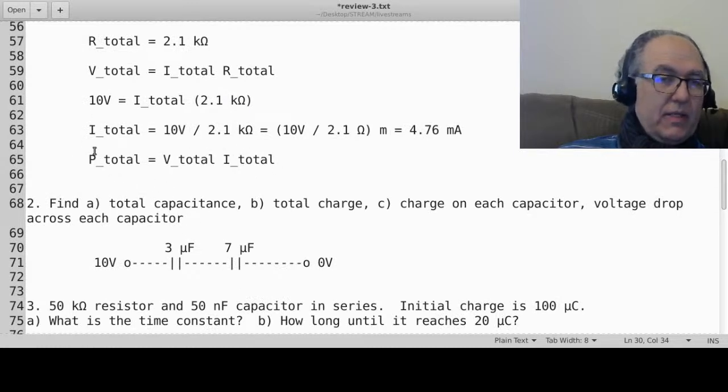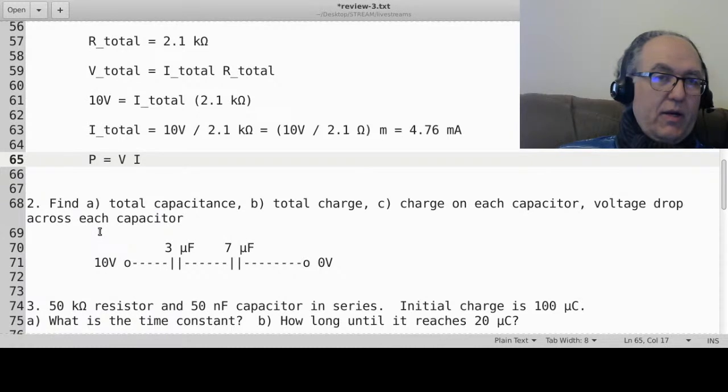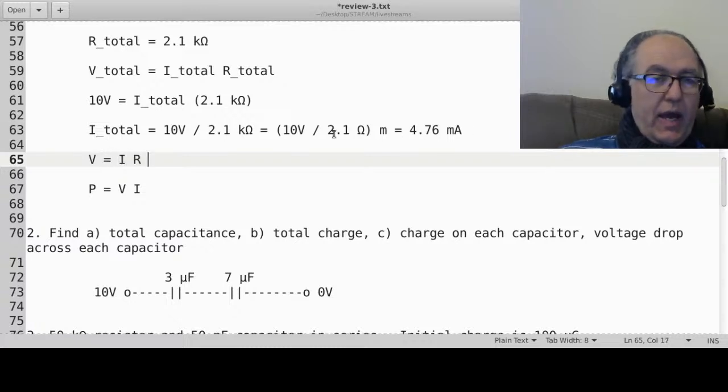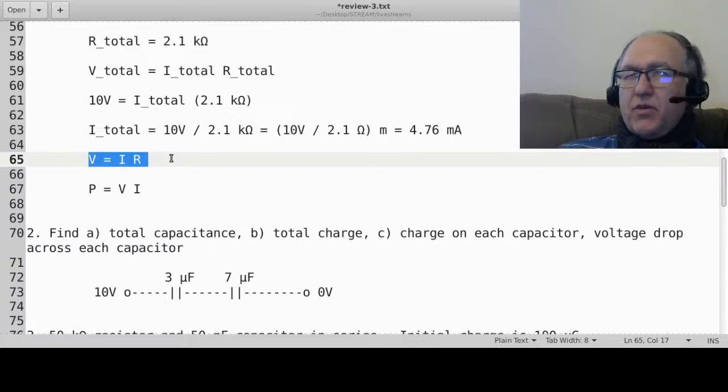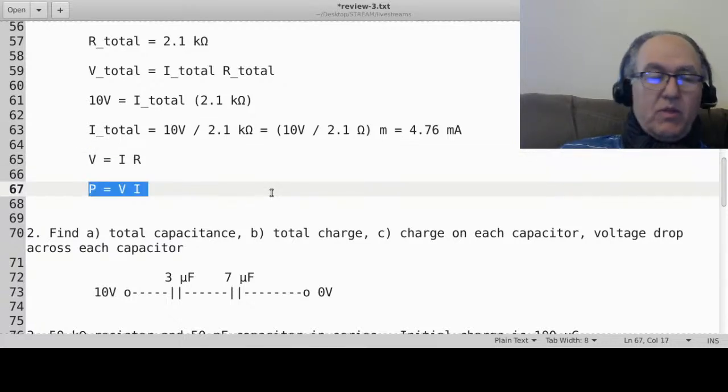So basically, let me get rid of the subscripts. It just might be a little easier to see it. The subscripts are important so that you know that you're applying it to the whole circuit. But you might want to just memorize Ohm's law as V is equal to IR, and then add subscripts to say, am I doing this globally or am I doing it locally? And then for power, it's P is equal to VI.